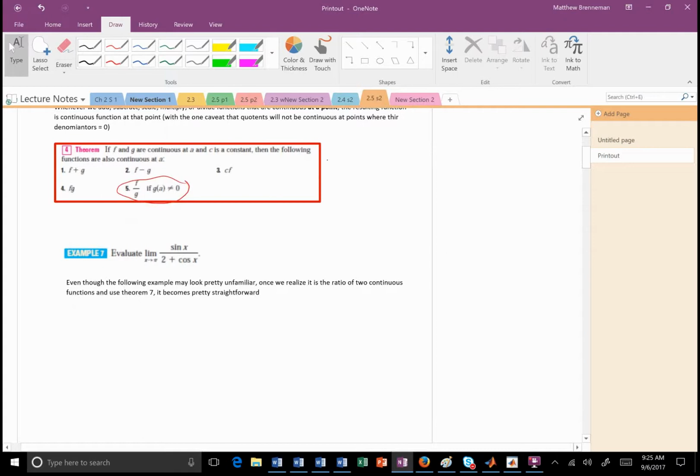Okay. So we started on this yesterday, and we said, okay, this is the limit as x goes to pi of sine of x over 2 plus cosine x. First of all, what we want to do is look at this. We say it's a ratio. It's not a polynomial. It's not a rational function. Because if we had a rational function, we would use different strategies, right?